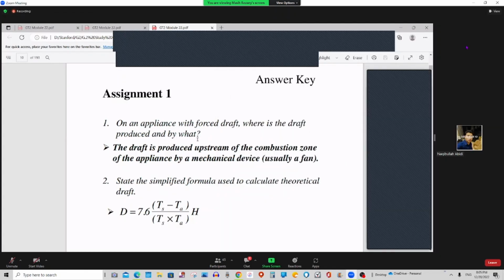The draft is produced upstream of the combustion zone of the appliance by a mechanical device, usually a fan. Here it says forced draft. In a forced draft, the combustion happens after the fan. In an inducer draft, the combustion happens before the inducer. So, upstream and downstream of it.